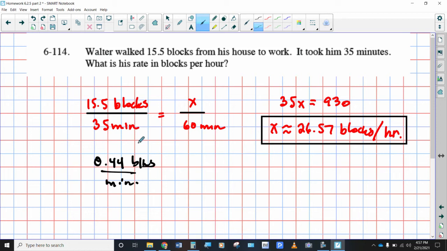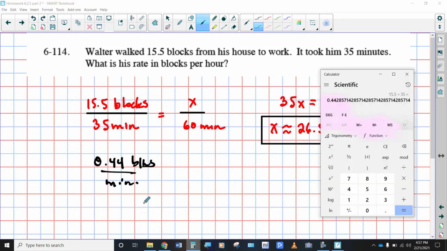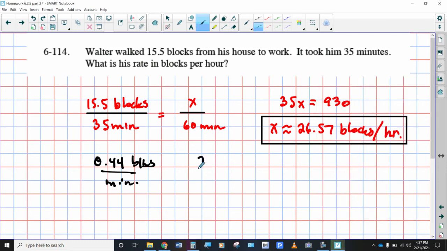Or you could invert it, you could turn it around, and you could say 35 divided by 15.5 and say that's also horrible. That's like 2.26 minutes per block. You can write the unit rate in either one of those ways. But since both of those gave us such horrible repeating decimals, I'm going to suggest we just go to old reliable, cross multiply, and then divide.